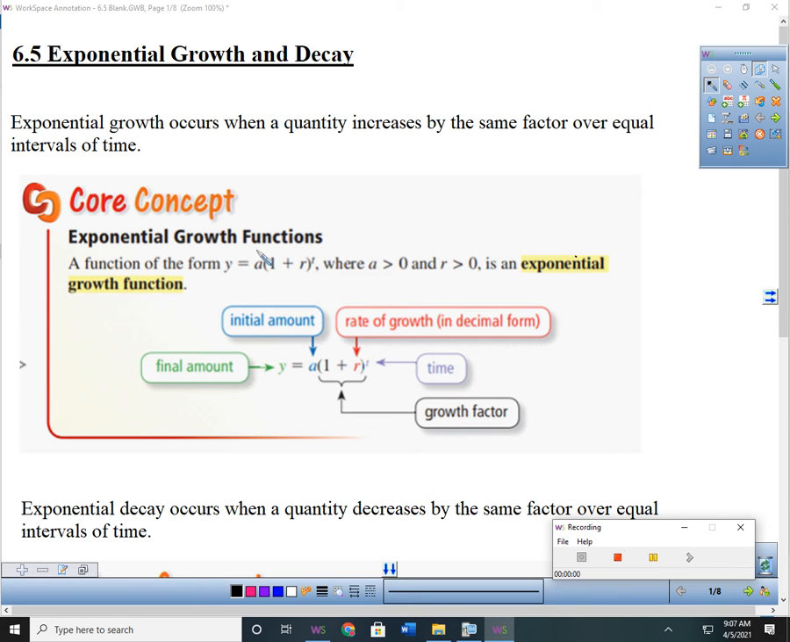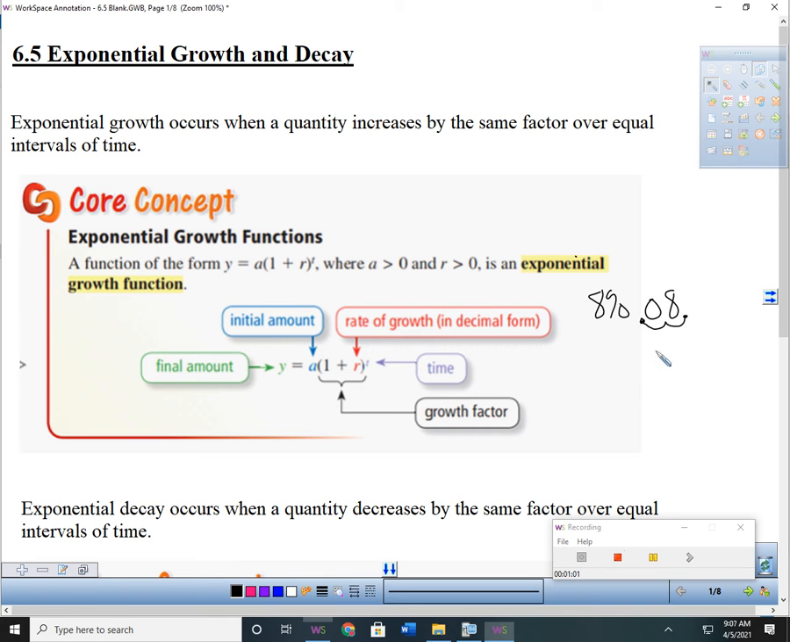you've got y equals a, so there'll be some number right there, and then 1 plus, all right? It's like taking 100% and adding a rate to it, raised to the t power, where a is bigger than 0 and r is also bigger than 0. That is an exponential growth. So this r represents your rate of growth in decimal form.